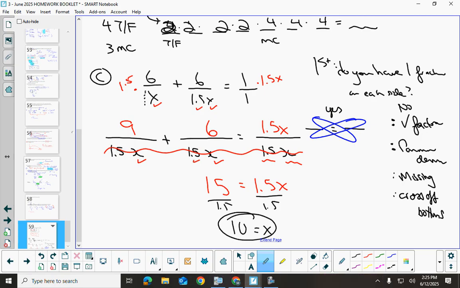Now, C is clearly a harder question than A and B. Okay, so you're going to have a couple of easy sections. You're going to have a couple of harder sections.